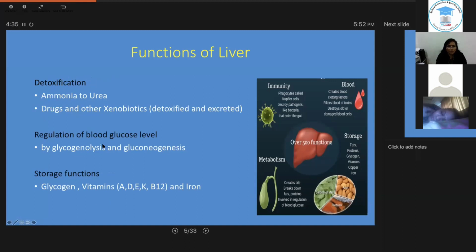The regulation of blood glucose level is also dependent on the liver by gluconeogenesis and glycogenolysis. It also acts as a very big storage organ for glycogen, which maintains glucose homeostasis in our body. In vitamin synthesis, it is a storehouse of vitamins A, D, E, K, B12, and iron. So it performs so many functions.